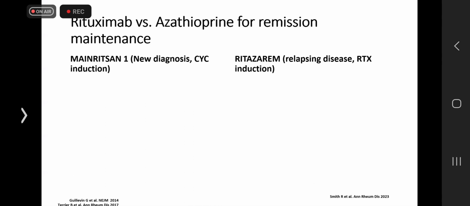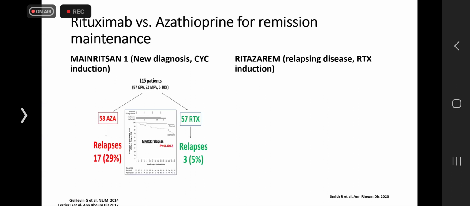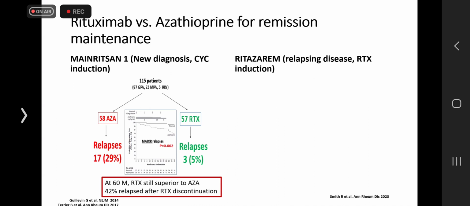So here is the trial. The MAINRITSAN 1 trial enrolled patients who had new diagnosis and who achieved remission following cyclophosphamide induction. Then they were randomized to receive oral azathioprine 2 mg per kilo per day, or rituximab 500 mg, 2 doses given at month 6, followed by 500 mg every 3 months for up to 3 more doses. The primary outcome was the major relapse rate. And what you see here is a significantly lower relapse rate in the rituximab arm compared to the azathioprine arm. At month 60, rituximab was still superior to azathioprine. However, after rituximab discontinuation, 42% of the patients relapsed. So it's important to note, no matter what immunosuppression you give, when you stop, a significant proportion of patients will relapse.